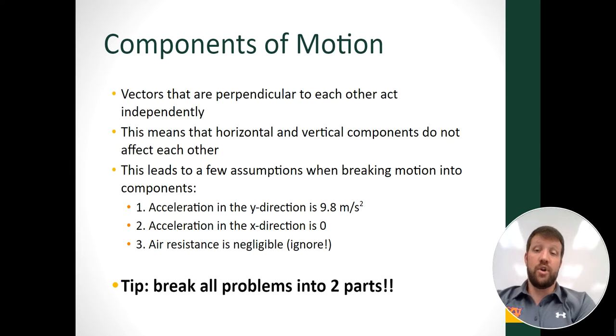All right, these components of motion, vectors that are perpendicular to each other, act independently. And we didn't cover that to a large degree as we went through our vectors, but we did talk about breaking them down into components, and that's what was implied by doing that. This means that horizontal and vertical components do not affect each other. Okay? This leads to a few assumptions when breaking motion into components.